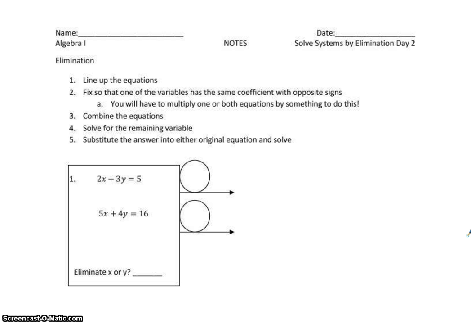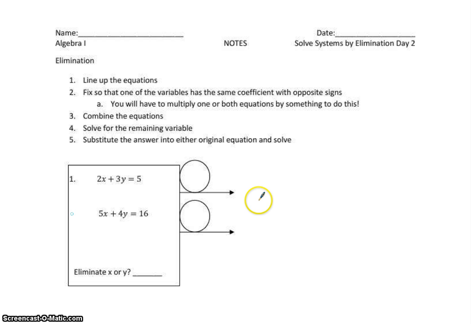So the first thing you want to do is line up the equations. What I mean by this is you need your x's to line up with each other, your y's, and your constant. Then you're going to fix it so that one of the variables has the same coefficient with opposite signs. You're going to have to multiply either one or sometimes both equations to make this happen. It does not matter if you make the x cancel or you choose to make the y cancel. Either one works. You're going to get the same answer. Once you've multiplied, you're going to draw your line and combine the equations, solve for the remaining variable. Then you take that answer back to either one of the original problems and solve for the other variable.